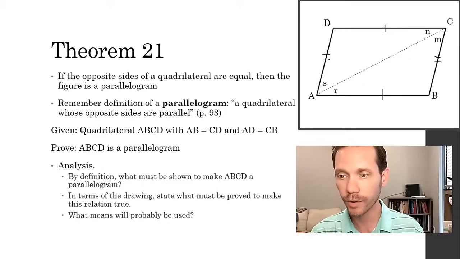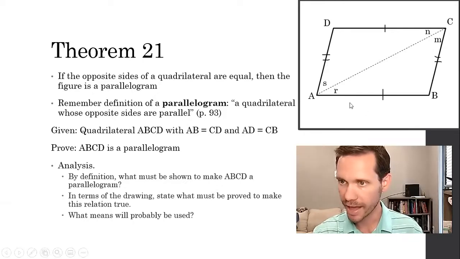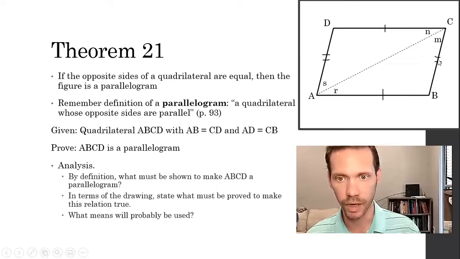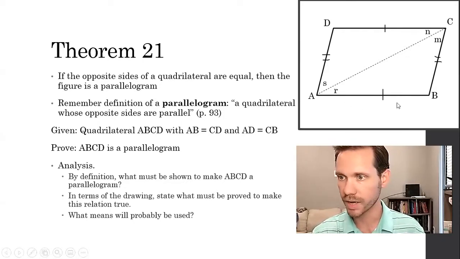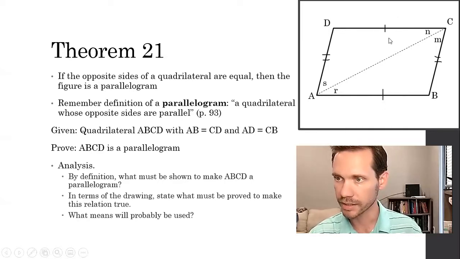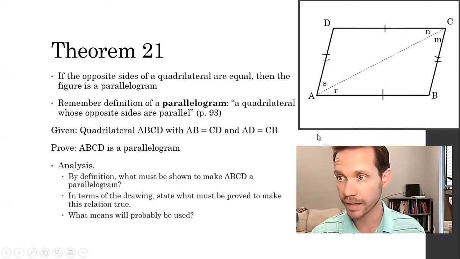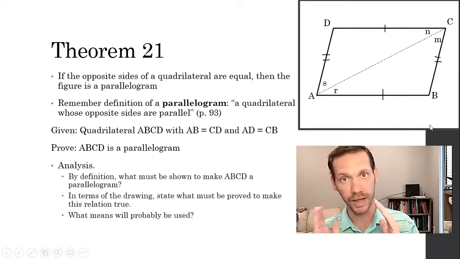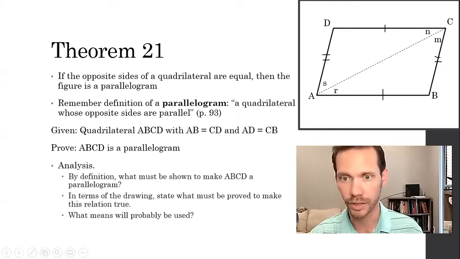All right. So how do we do that? We'll look at our figure. We have ABCD as our given quadrilateral. We have our opposite sides, the top and the bottom, AB and CD, are equal, so we have them marked as equal. And we have the left and the right sides, AD and BC, marked as equal. And so we have them marked as such also.